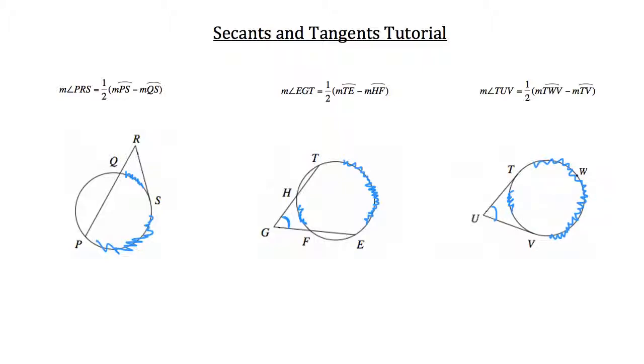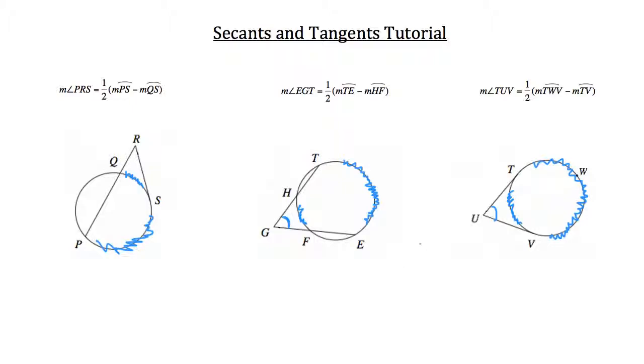And both UT and UV are tangents to this circle. Now notice the commonality between these three formulas: you always take the larger arc and subtract the smaller arc from that. Then take half of that answer, and that's equal to the angle that's created here. The angle on the left between the tangent and the secant, the angle in the middle between the two secants, or the angle on the right here, TUV, between the two tangents.